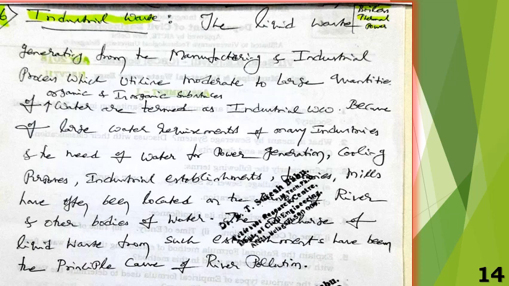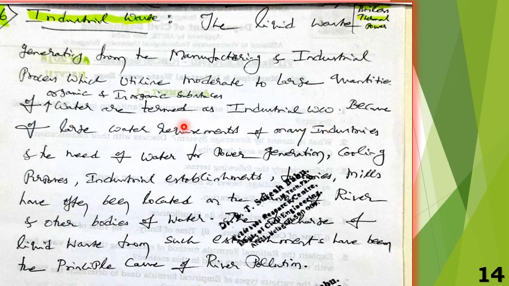Anyhow, you must know the difference between industrial wastewater and domestic wastewater. Industrial wastewater means the liquid waste generated from manufacturing and industrial processes, which can utilize a moderate to large quantity of water. Remember it, a huge amount of water can be used. Finally that water comes out as wastewater, and that wastewater is called industrial wastewater.